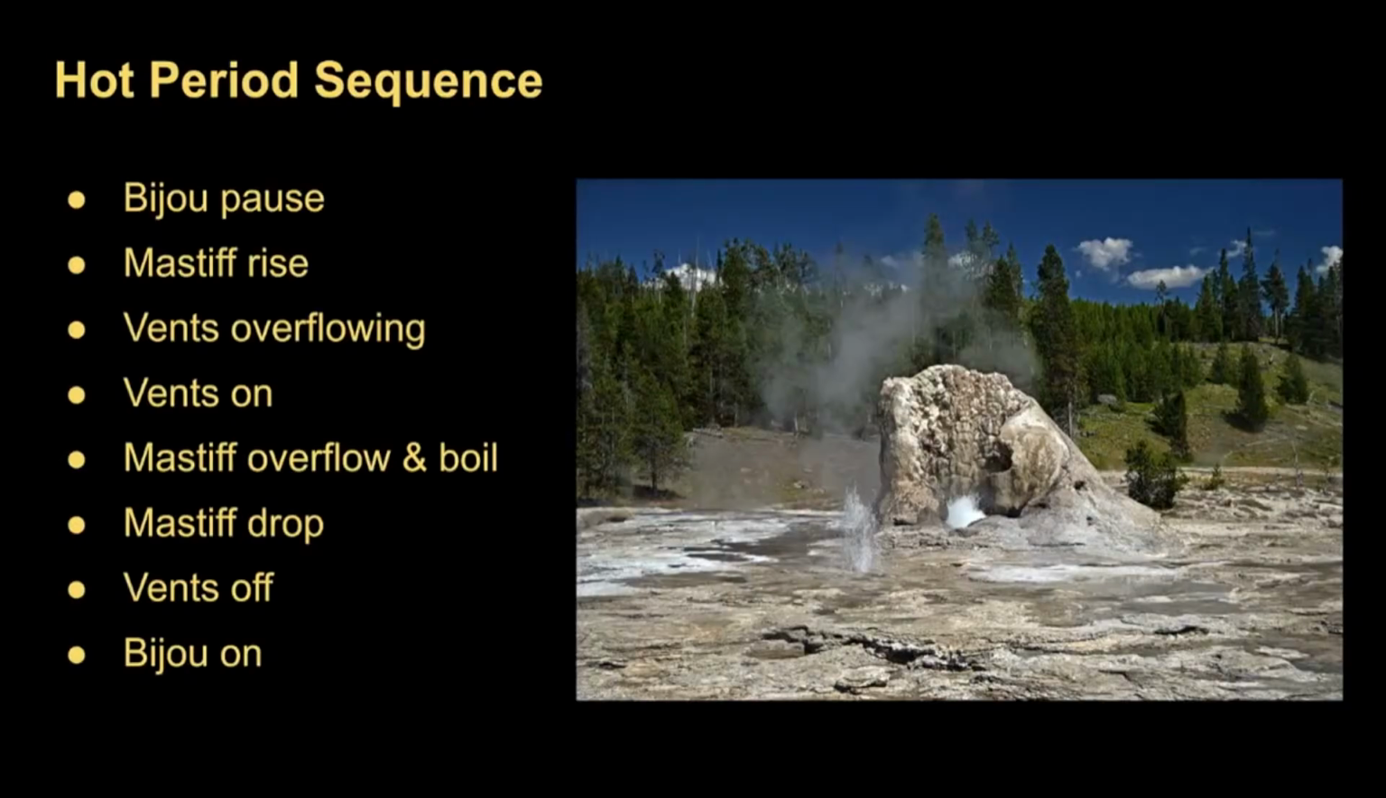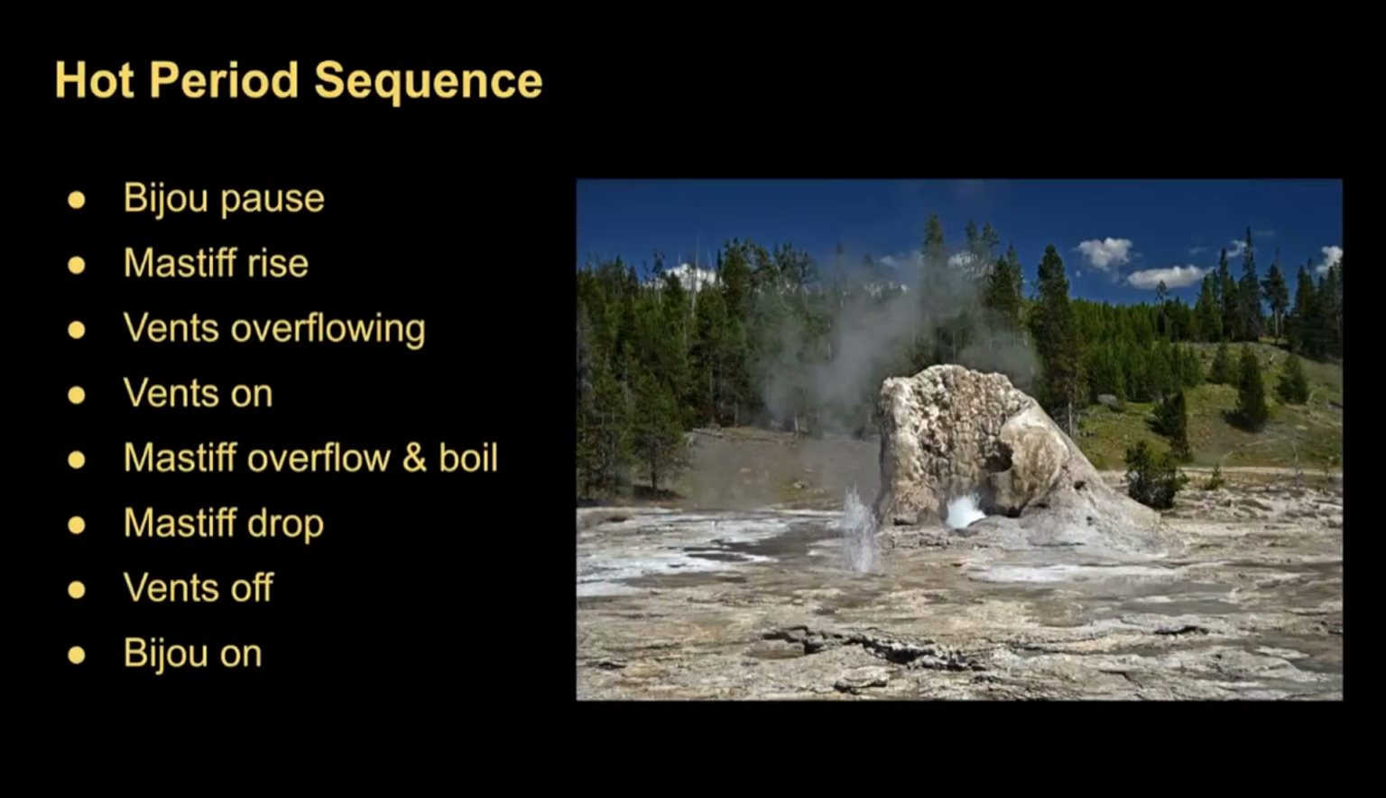After Bijou pauses, there may be visible water rising in Mastiff. If water continues to rise in Mastiff, the platform vents may overflow. If Mastiff then drops without the platform vents starting to erupt, we call that a bathtub because of how Mastiff looks when it is full. It looks like a bathtub. It's a significant event, but it's not a full hot period.